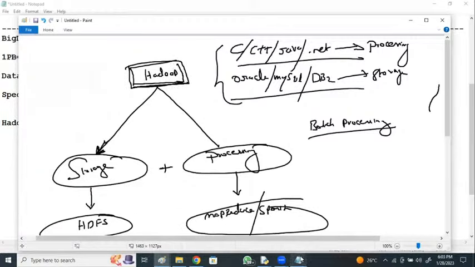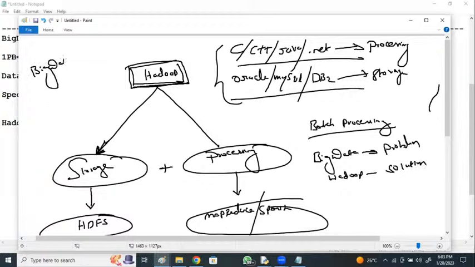Now, coming to this, understood, right? What is big data and Hadoop? If I take big data as a problem, huge data generation, then I can say Hadoop is the solution for it. Or if you talk about big data as a concept, Hadoop is the solution for it.